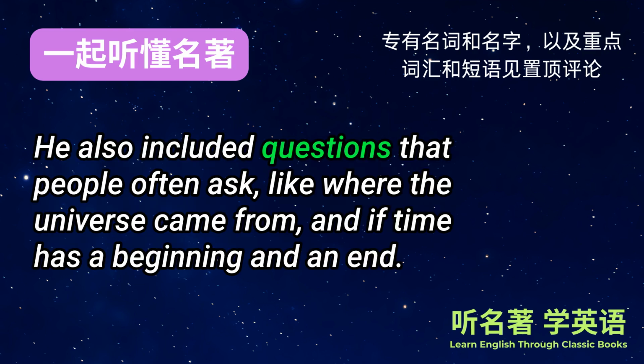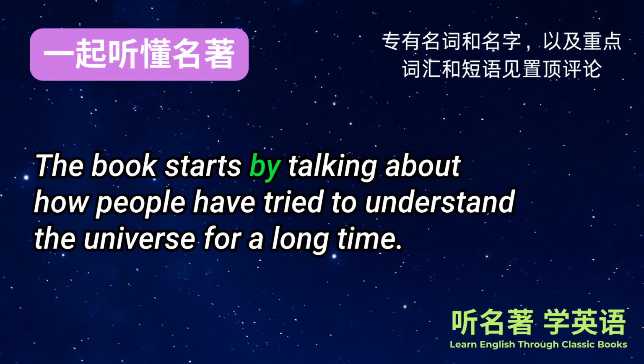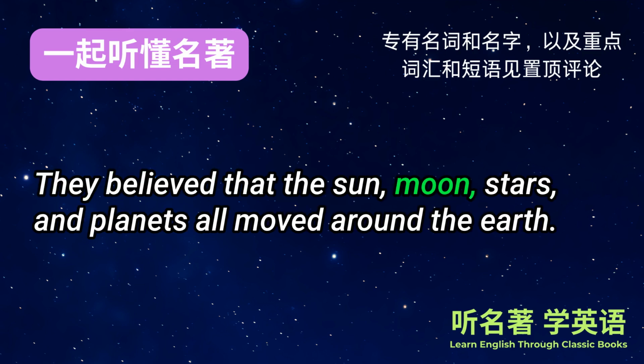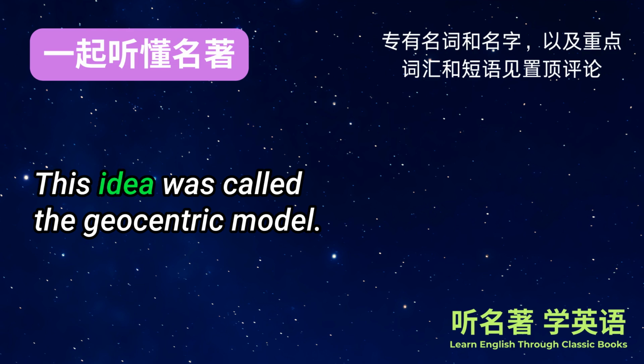Even though some ideas are complex, Hawking tried to make them simple and interesting. He also included questions that people often ask, like where the universe came from, and if time has a beginning and an end. The book starts by talking about how people have tried to understand the universe for a long time. In the past, people thought the Earth was the center of everything. They believed that the sun, moon, stars, and planets all moved around the Earth. This idea was called the geocentric model.